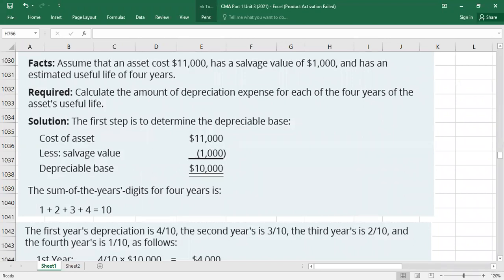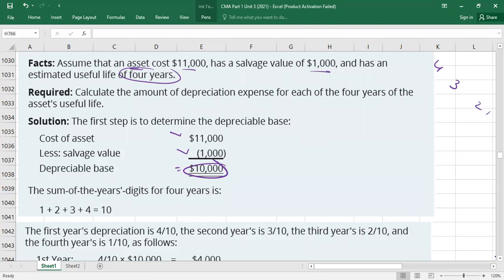Here we go. Assume that an asset cost is $11,000. This is the cost of the asset. It has a salvage value of $1,000. It has an estimated useful life of 4 years. So you can write the counting 4 plus 3 plus 2 plus 1. Total is going to be 10. First I need to calculate the depreciable base. Depreciable base is cost minus residual value, which is equal to 10,000.